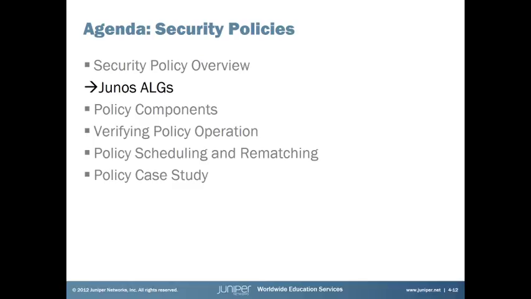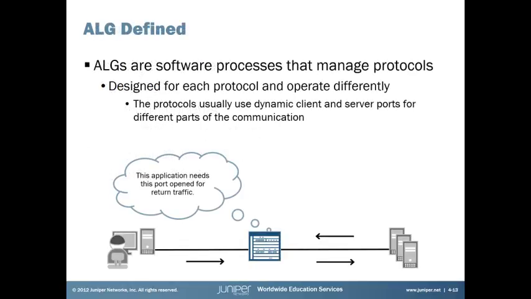Let's look at these things called application layer gateways. They're software processes that manage protocols. Now, protocols usually use dynamic client and server ports for different parts of the communication. So here's the situation. We have our stateful firewall. You make a connection. The policy says yes, the connection is permitted. So the stateful firewall then creates a return flow for that connection.